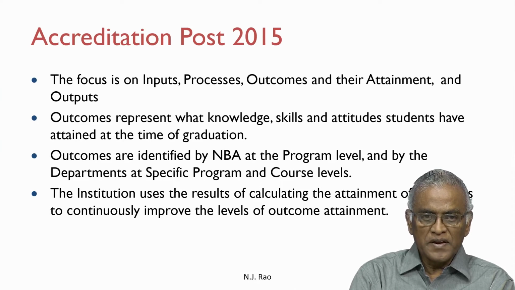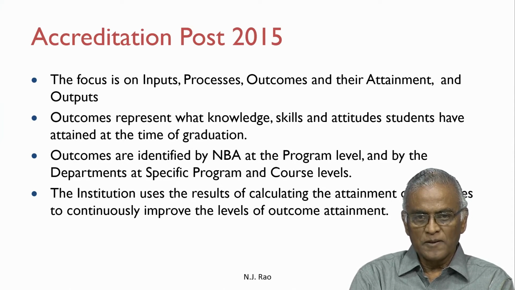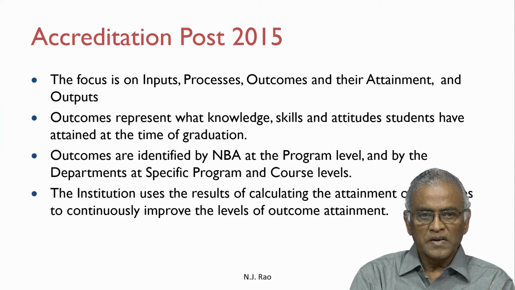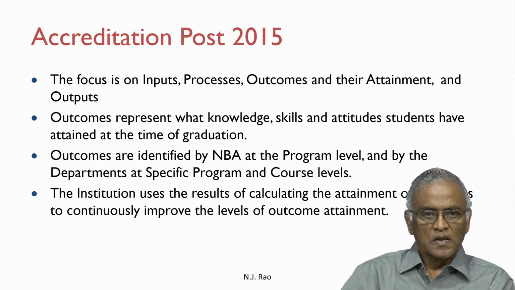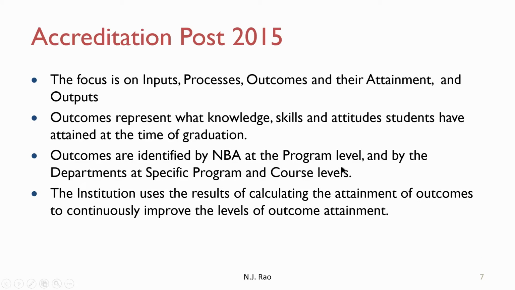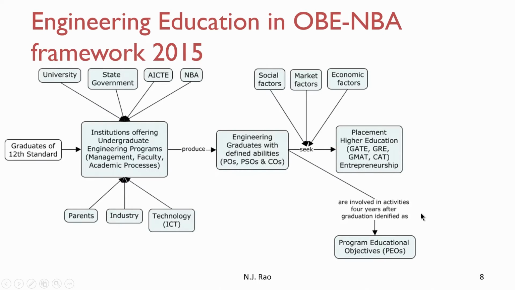Outcomes are identified by NBA at the program level and by the department at specific program and course levels. The institution uses the results of calculating the attainment of outcomes to continuously improve the levels of outcome attainment. These are the basic features of accreditation post 2015.